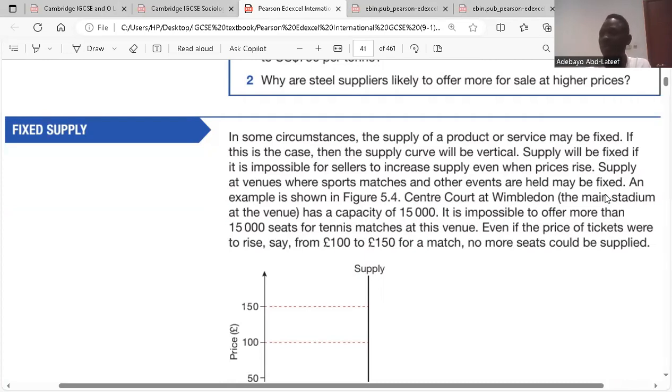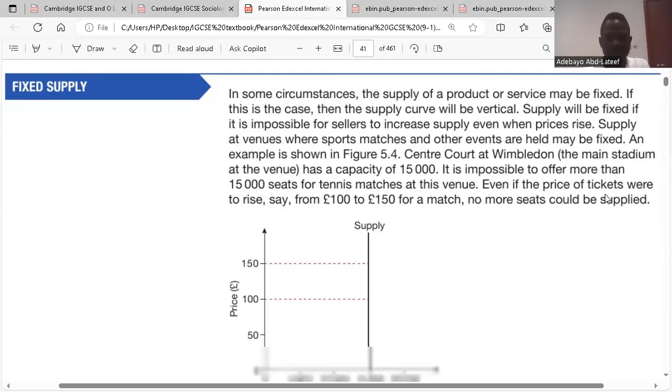In a fixed supply, the supply curve is vertical. Do you get it? That is what we call fixed supply. The supply curve is vertical. Any question about that?